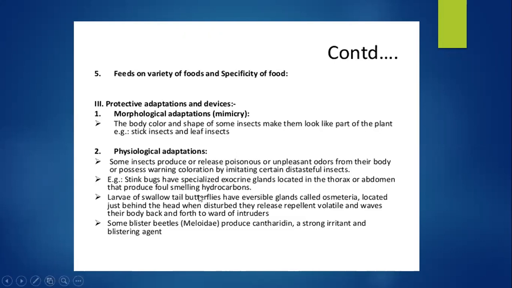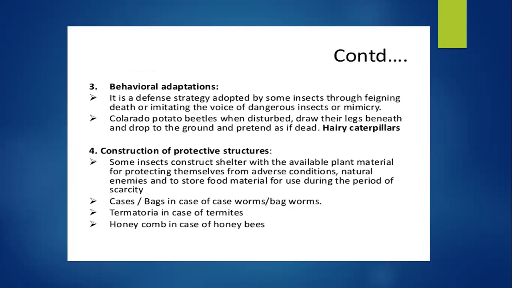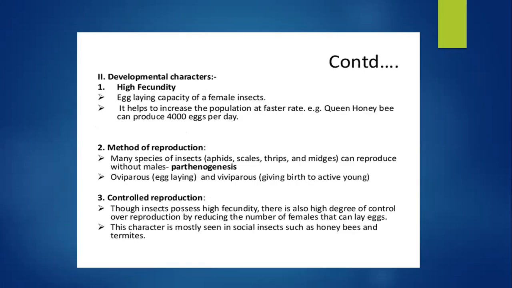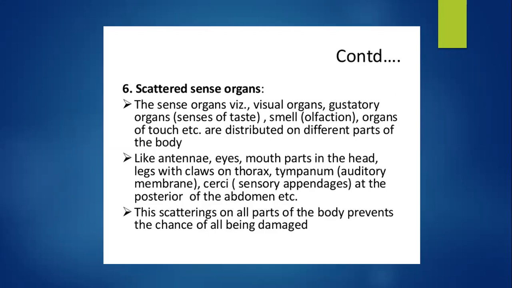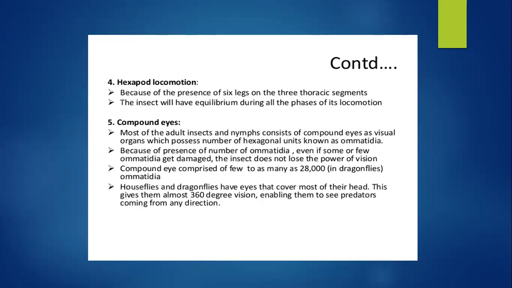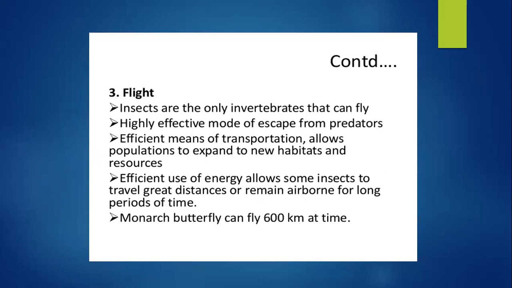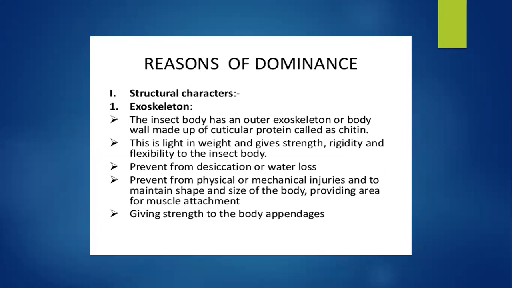So these are all the different types of points: the physiological adaptations, morphological adaptations, feeding mechanism, reproductive mechanism or fecundity, the behavioral adaptations, the construction of protective structures by the insects, the developmental characteristic features such as method of reproduction, high fecundity, control of reproduction, and the presence of various kinds of organs in the form of sense organs, or the type of locomotion they have, the hexapod locomotion, presence of compound eyes, presence of wings, the fore wings and hind wings, and due to their small size and the presence of the exoskeletal structures. Because of all these structural, morphological, and physiological features present in an insect, this shows dominance in this world.